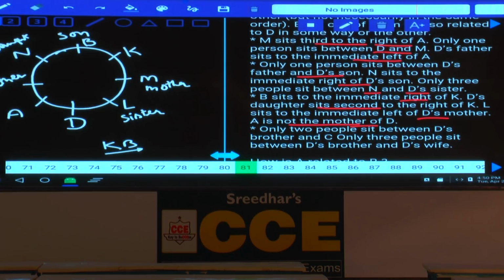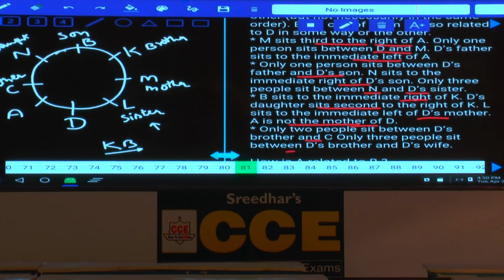Only 2 people between D's brother and C. Between D's brother and C, tell me who is the person left over here? C is the person left over, C is the father. As C is the father, exactly 2 persons between D's brother and C. This person cannot be the brother because that person is anyhow the sister. Then who is the brother here? K is the brother. Are you following this one or not?